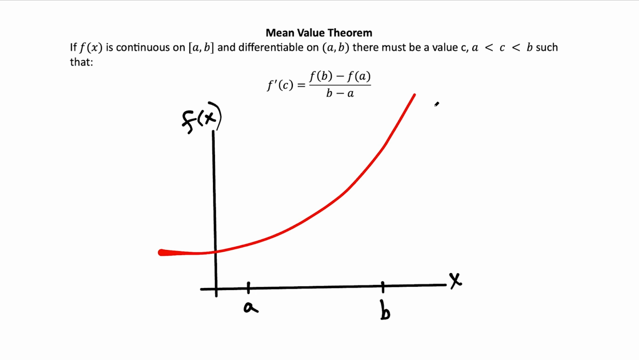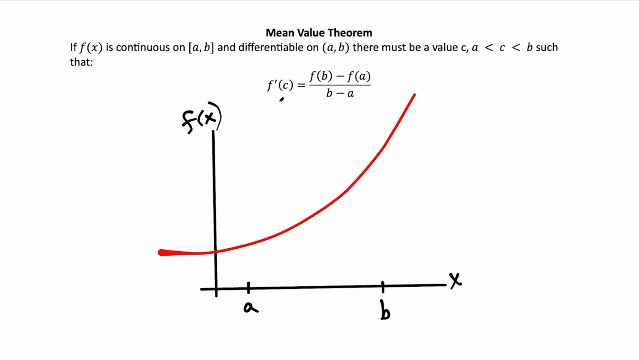What's up? I'm Vin, and today I want to explore the mean value theorem. The mean value theorem states that if f of x is continuous on the closed interval [a, b] and differentiable on the open interval (a, b), there must be a value c, where c is between a and b, such that f prime of c equals f of b minus f of a over b minus a.